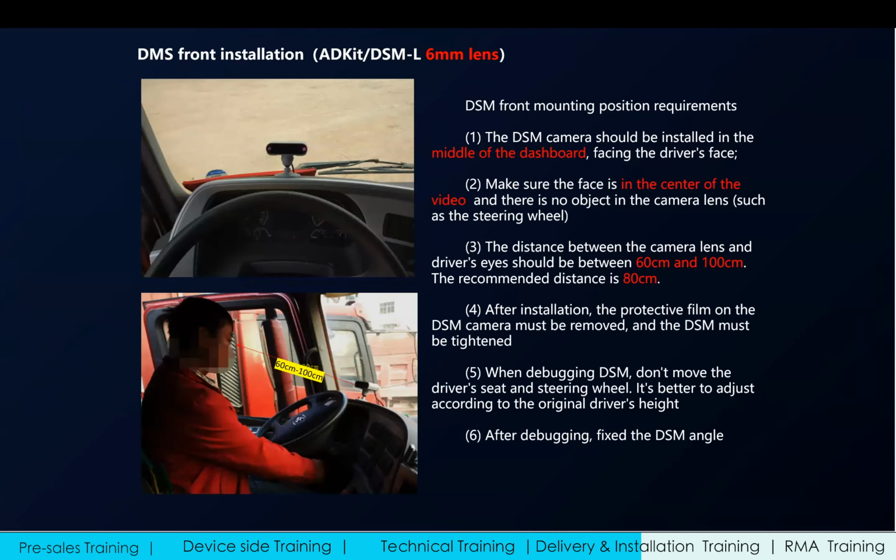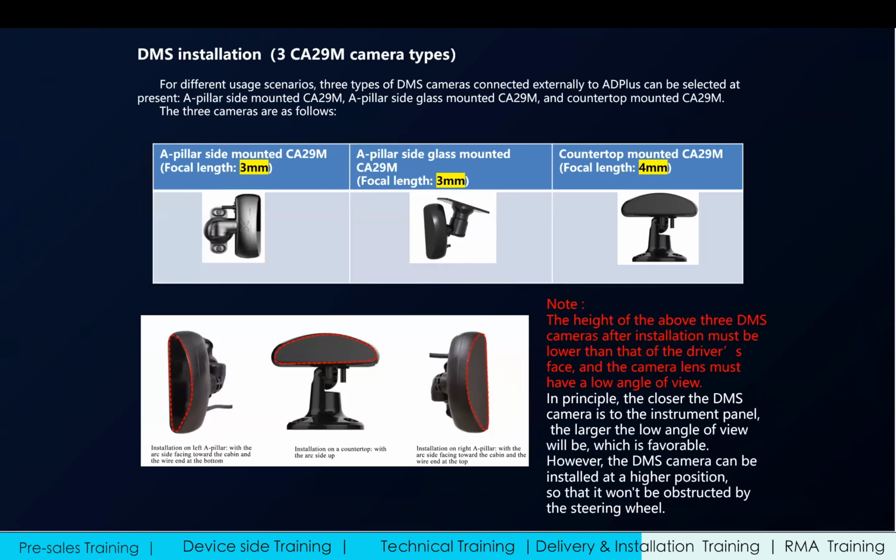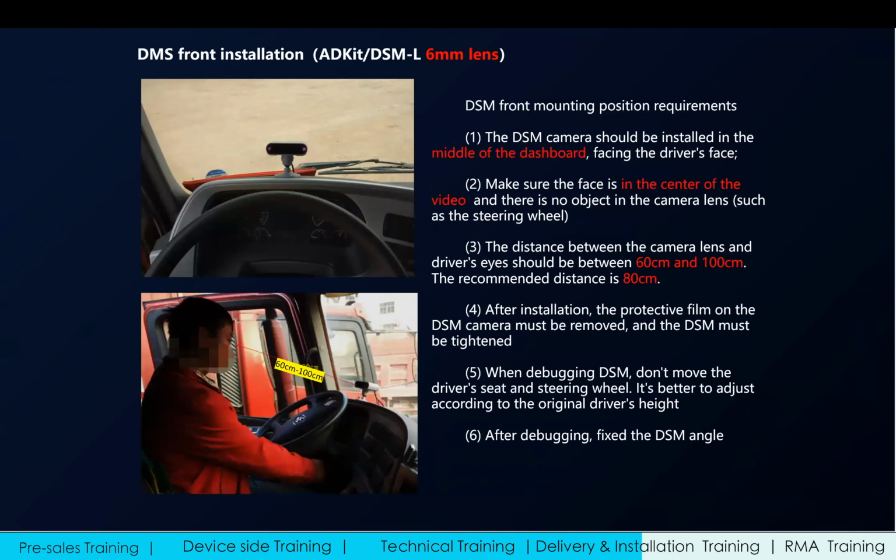Next one is for some AI cameras, like our DMS cameras. There are different types of DMS camera. One is this one, which I think you have used before. This one is an 8K camera with a 6mm lens. This one we usually put in the middle of the dashboard. That's the best location, but side installation is also possible.